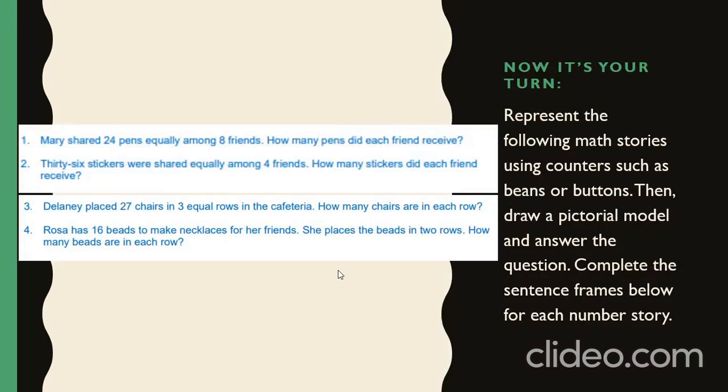Now it's your turn. Represent the following math stories using counters such as beans or buttons. Then draw a pictorial model and answer the question. Complete the sentence frames below for each number story.